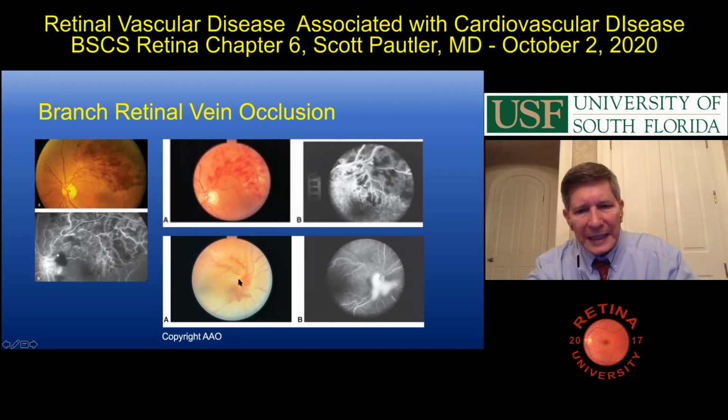Here's a late case of vein occlusion. You can see some sheathing and ghost vessels along the supratemporal arcade from this old vein occlusion. And as a result of the capillary dropout, you have disc neovascularization and vitreous hemorrhage. And there's the neovascularization on the fluorescein angiogram.